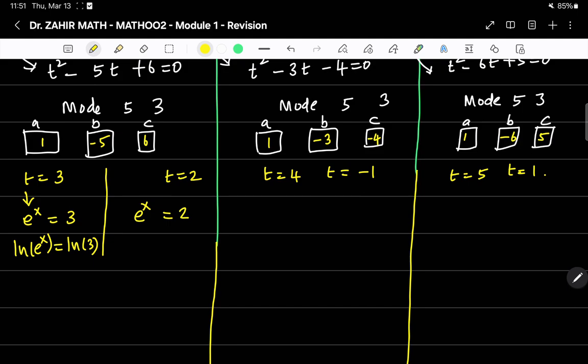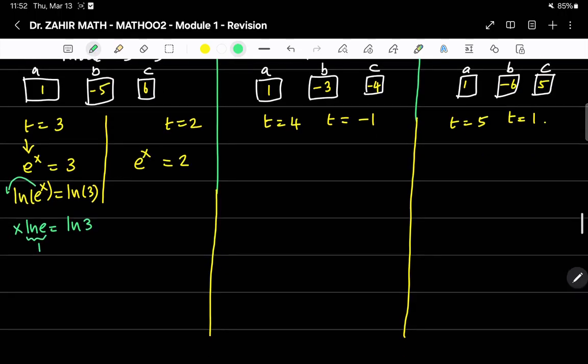Okay, right. So after that, what happens? This x goes down. So x ln e is equal to ln 3. Okay, right. So ln e, I already told you, is 1. So x equals ln 3. This is the first answer.